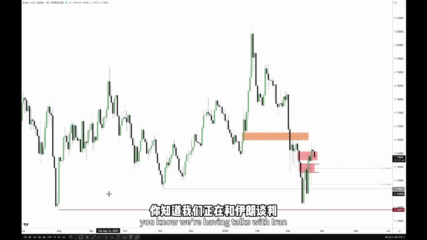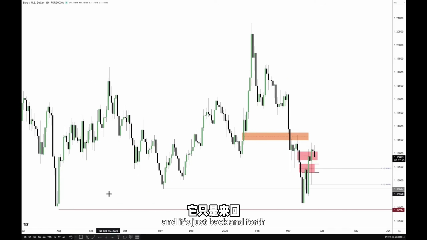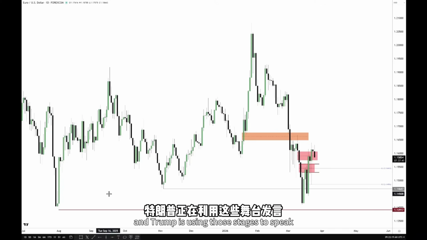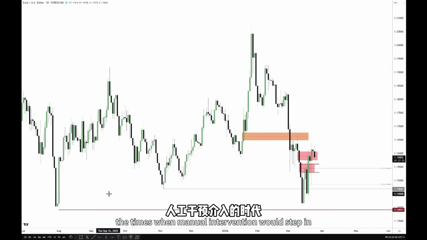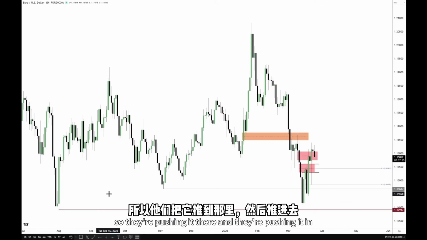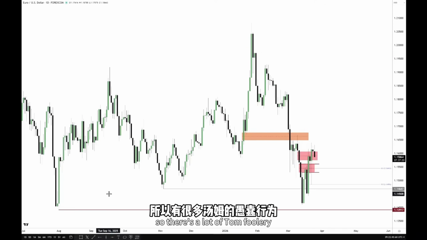We're having talks with Iran. Iran's coming out and saying, no, we're not, you're not talking to us. And it's just back and forth. And Trump is using those stages to speak. And obviously, the times when manual intervention would step in, you can see them perpetuating that massive influx of sentiment shift. And you're seeing it around that pre-market session, 7 o'clock in the morning. So they're pushing it there. They're pushing it in after hours as well. So there's a lot of tomfoolery.